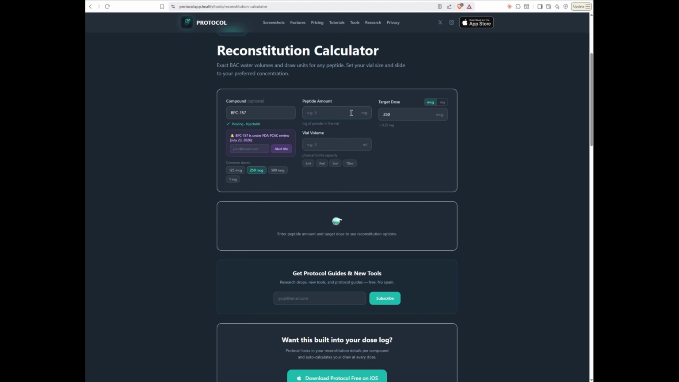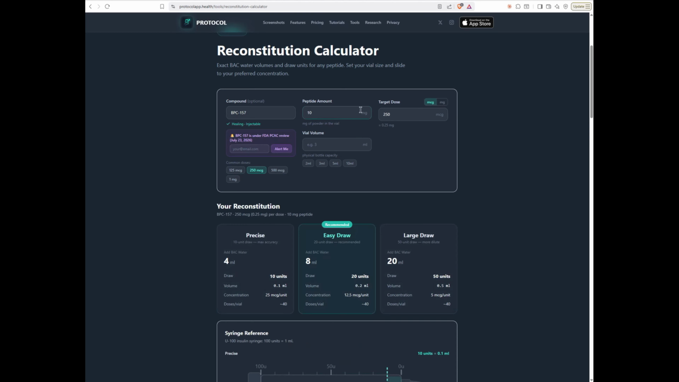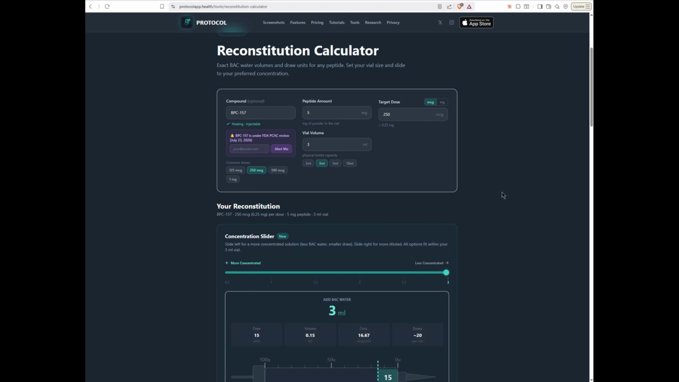Now enter your peptide amount. This is the total milligrams of powder in the vial. Most BPC-157 comes in 5 milligram vials, and here's the key field that unlocks the most powerful feature, the vial volume. This is the physical capacity of your vial. We'll use 3 milliliters. Here's where it gets interesting.